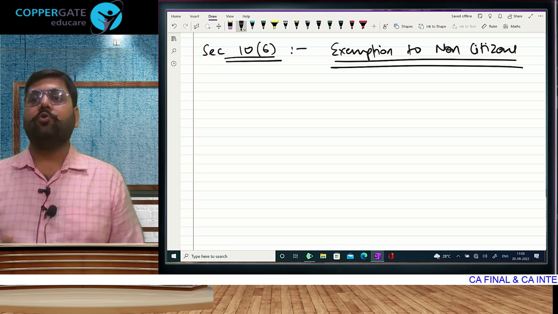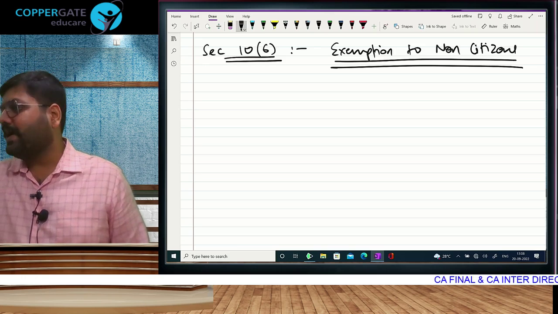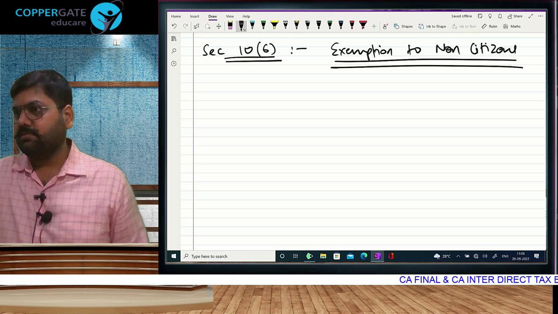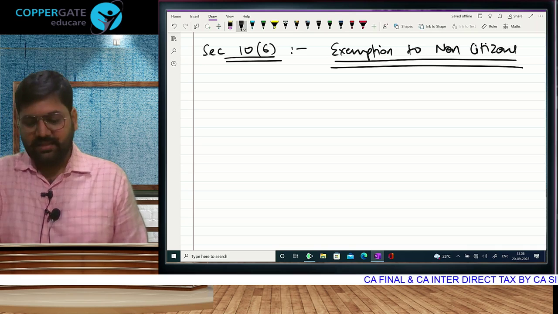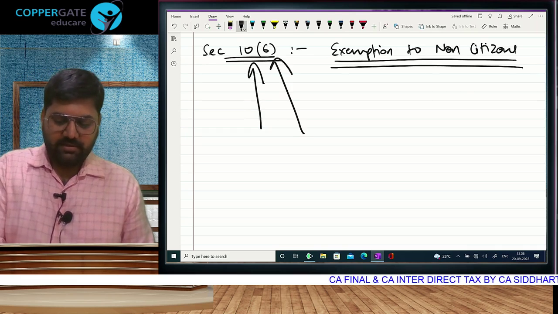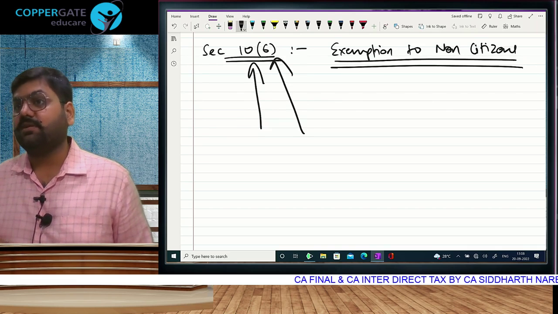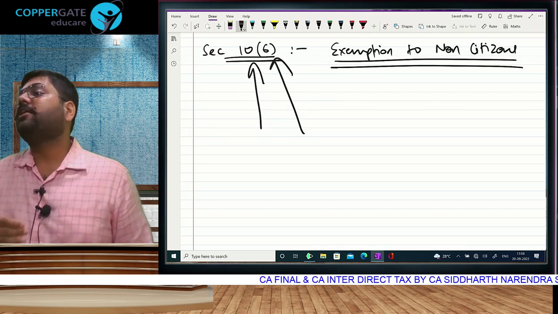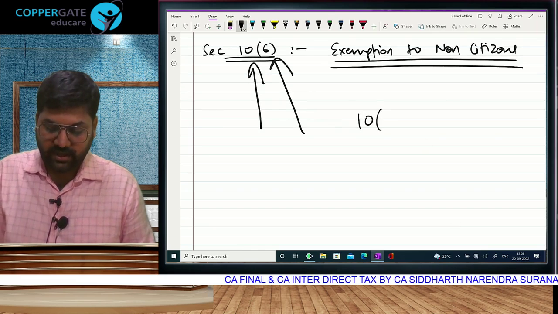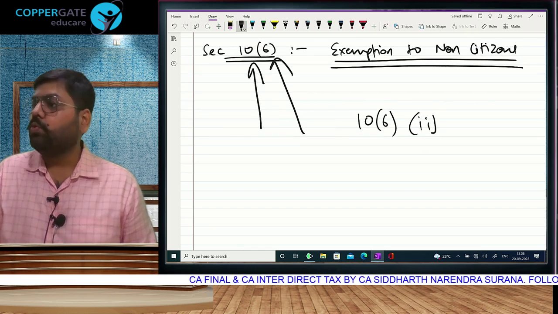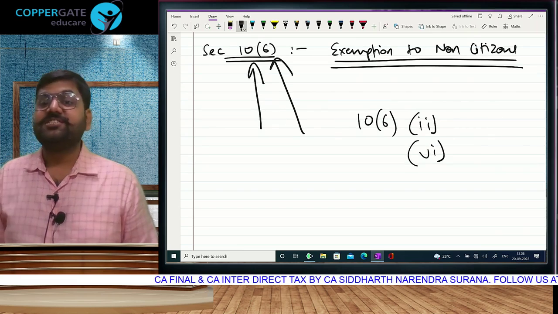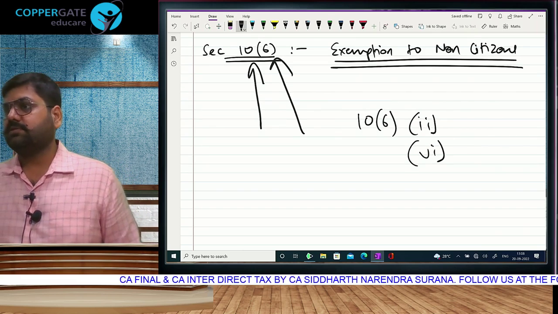But we want to not levy tax on some of their incomes. So under section 10, this is section 10, this is clause 6. Normally it is a subsection, but here we call it a clause. There are internal sub clauses. So this is 10.6.2, 10.6.6. We call them sub clauses.